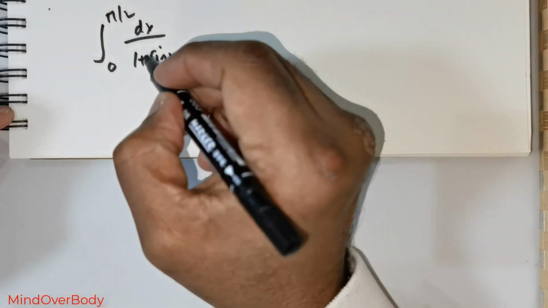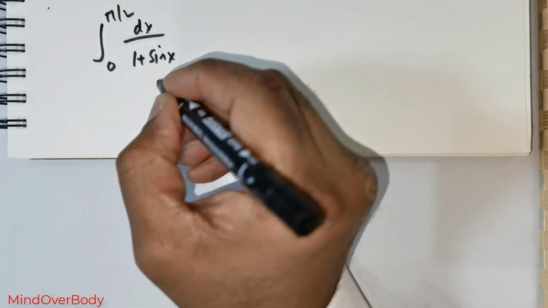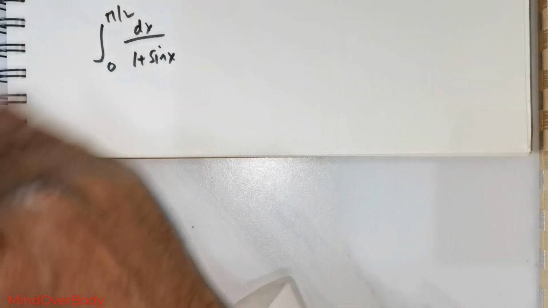This is an MIT integration B question. Integral 0 to pi over 2 dx divided by 1 plus sin x. We are expected to integrate this.